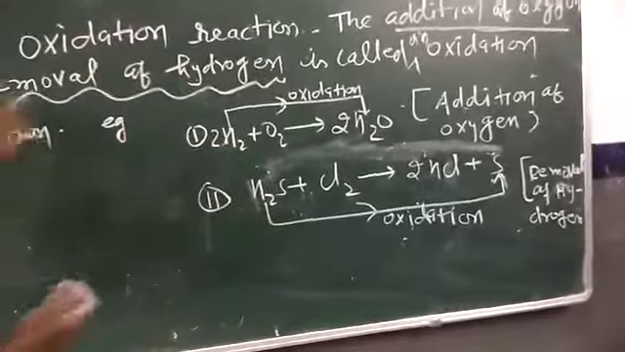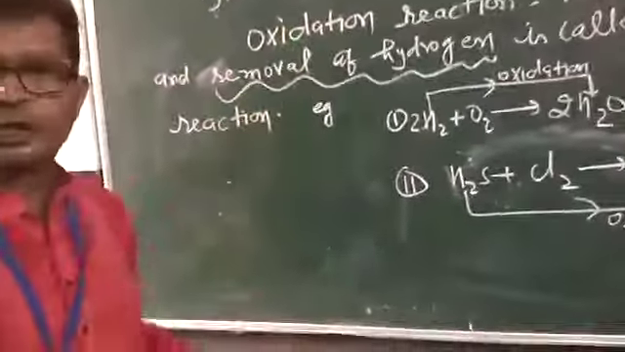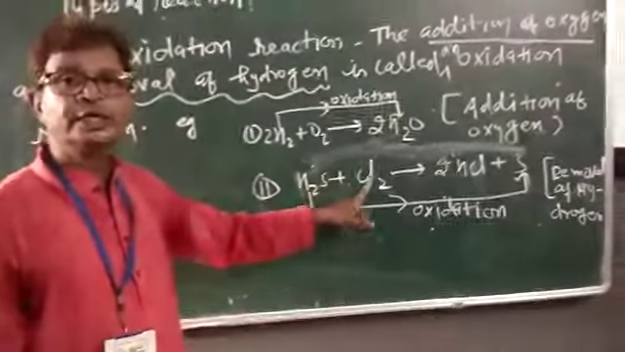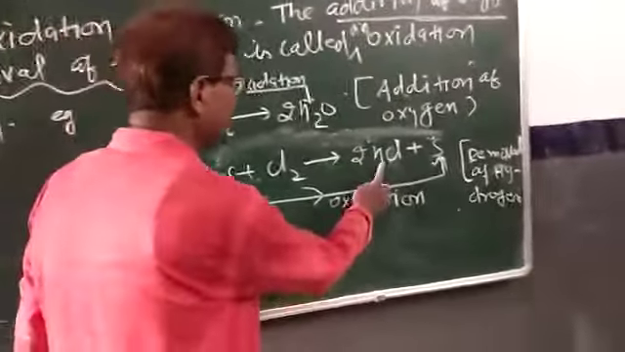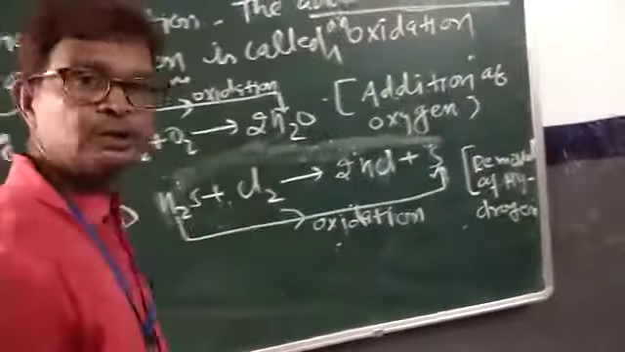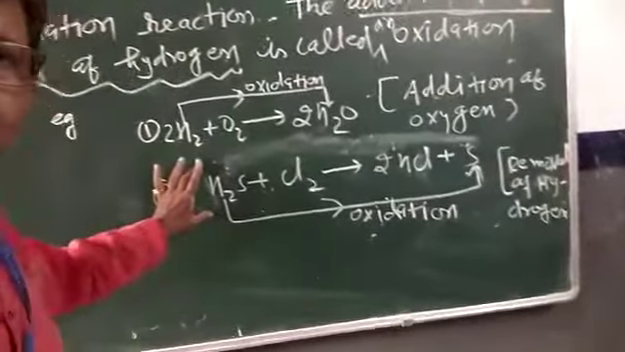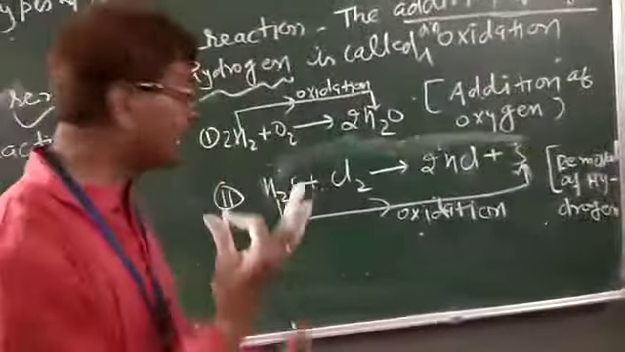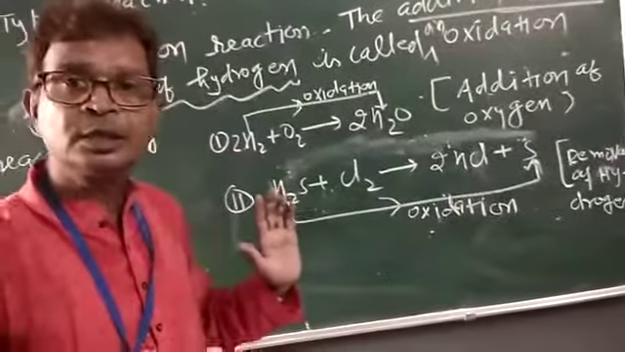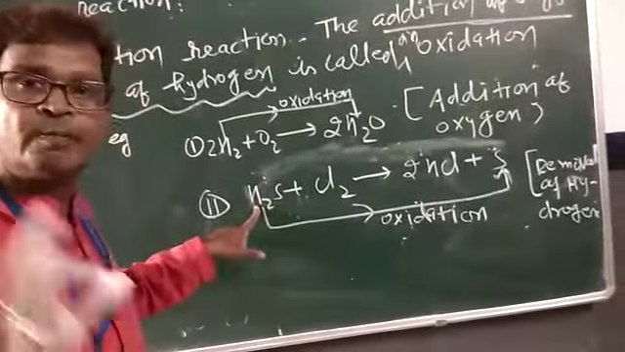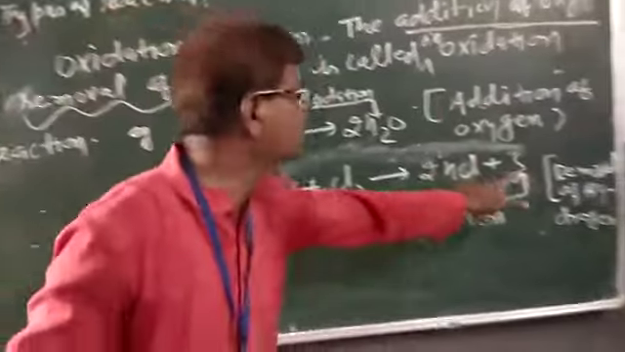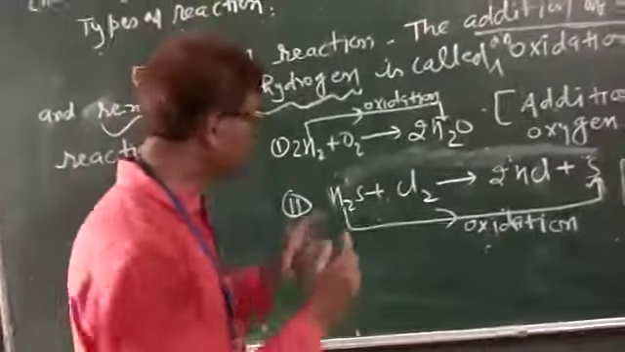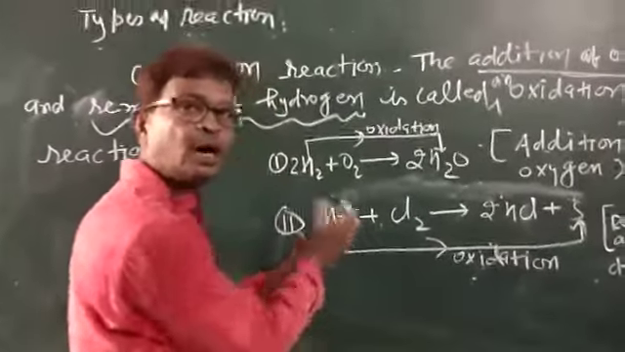See the second part of the definition, removal of hydrogen. In the second reaction, hydrogen sulfide reacts with chlorine to form hydrogen chloride and sulfur. See this equation cautiously. How can you have sulfur from hydrogen sulfide? By removing hydrogen we can have sulfur. So in which substance is hydrogen removed? From hydrogen sulfide, hydrogen is removed.